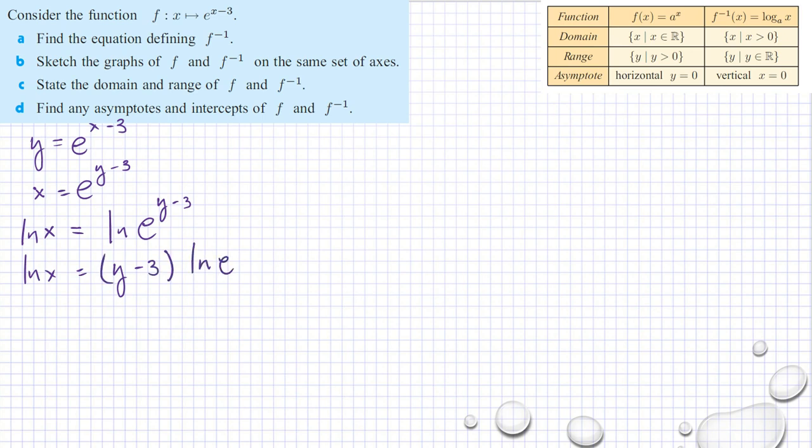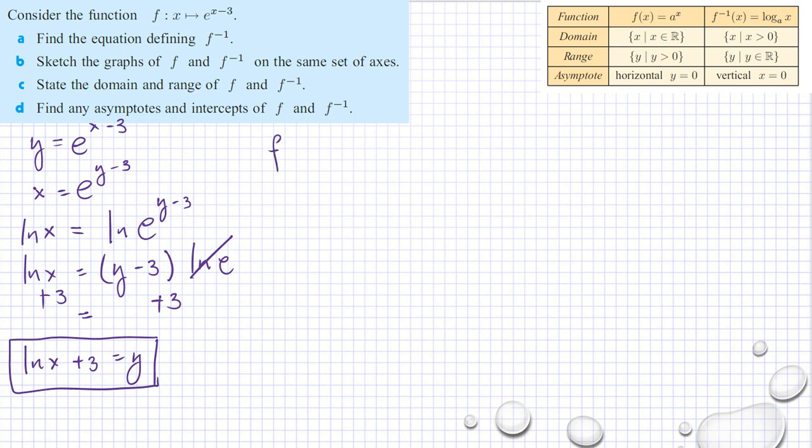ln of e is 1. So if we add 3 to both sides of the equation, then we have ln of x plus 3 is equal to y. That's our inverse. Or if you want to use the f notation, then the inverse of x is equal to ln of x plus 3.